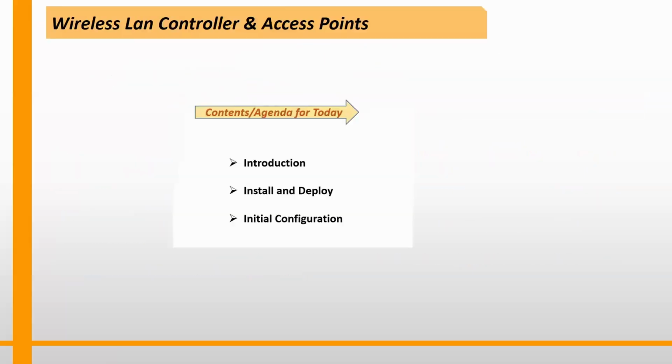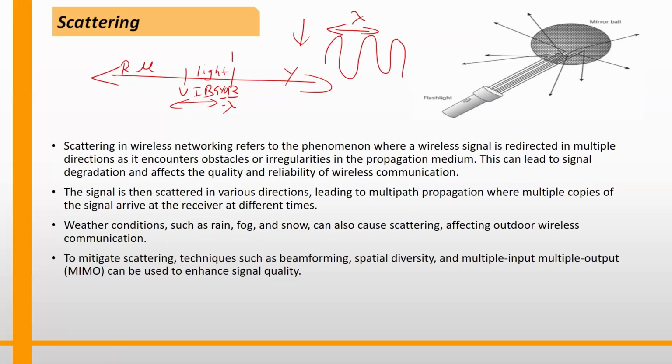Absorption, scattering. So there is one more phenomenon that is called diffraction. Diffraction is nothing but bending of the light. Suppose you have a cup of water and you put a straw, you can see the straw getting slightly bent in the water. So when a signal passes from one medium to another medium, it gets deflected. Diffraction occurs when the wavelength of the wave is larger than the size of the obstacle.